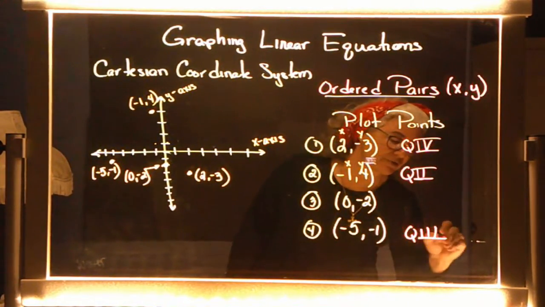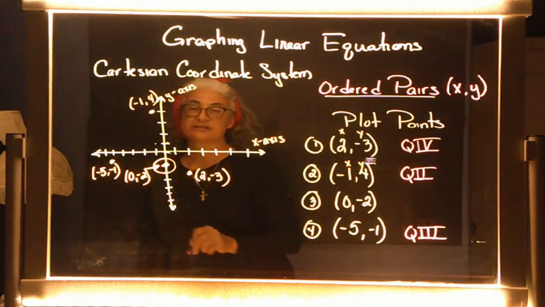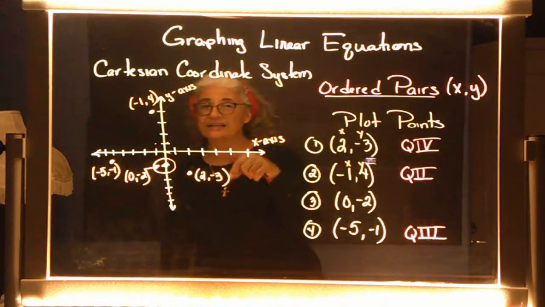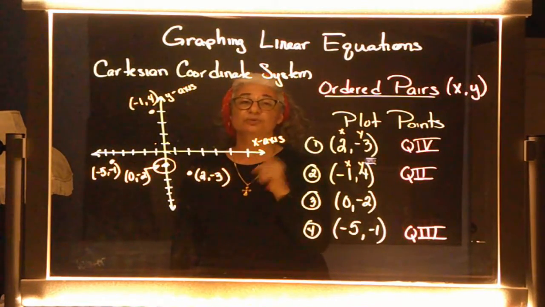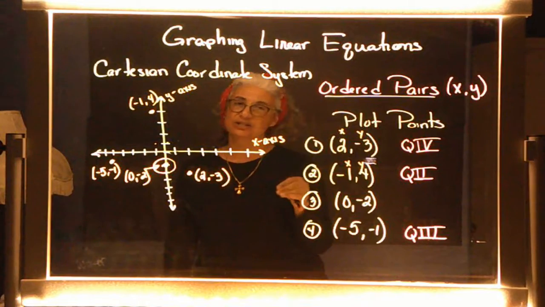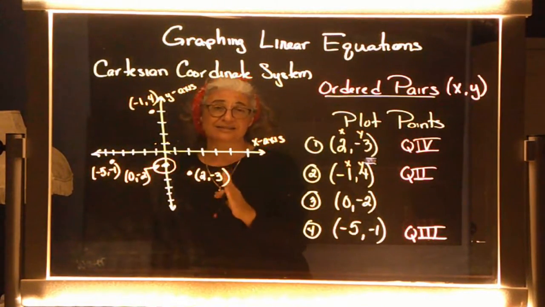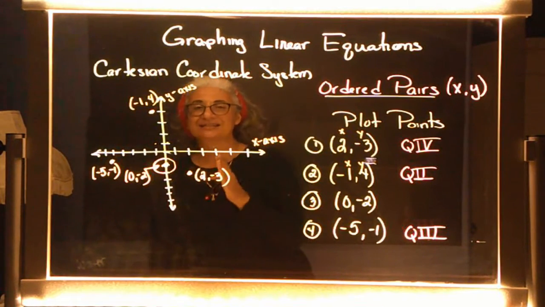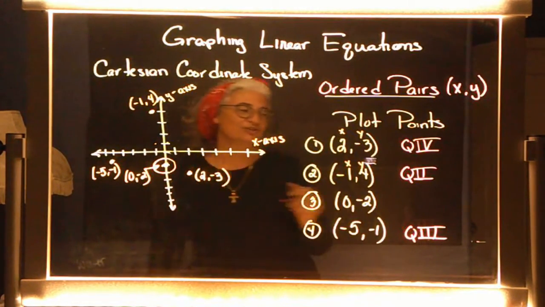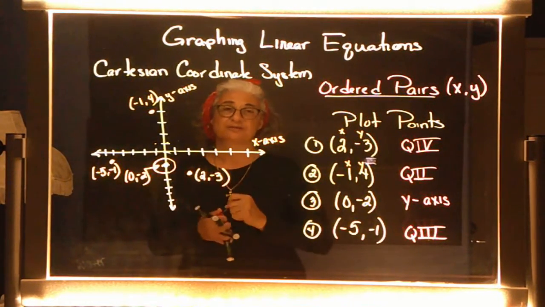Okay, back to number 3, because you wanted to skip it. That point is here, isn't it? Is it in a quadrant? Because that was my question. Which quadrant is it in? Good, it's not. It's on a boundary line, isn't it? It's on an axis, isn't it? So which axis is it on? Good, it's on the y-axis. So that's how I'm going to label the location of that particular point.